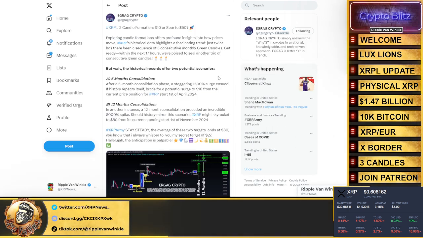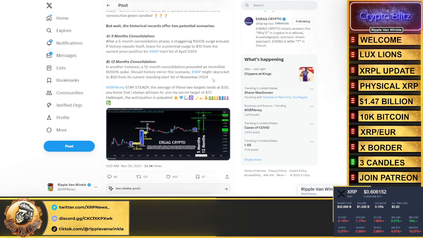And Egrag Crypto chimes in. XRP three-candle formation, $10, or are we going to $50, folks? He says, but wait, the historical reference offered two potential scenarios. After a five-month consolidation phase, a staggering 1,500% surge ensued. If history repeats itself, brace for a potential surge to a $10 XRP from its current price position starting April of next year. If we look at the other instance, which is a 12-month consolidation, we've seen an 8,000% price spike. Should history mirror this scenario, we're going to start November of next year, which is going to lead XRP to a target of $50.